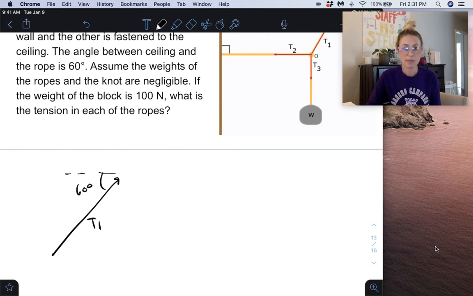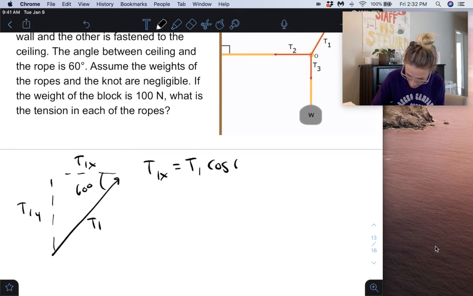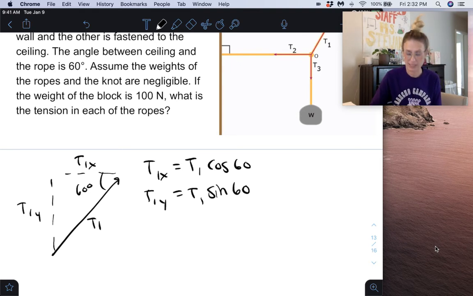Now we're going to split this up into x and y components and then just leave them in terms of T1. So this is my y component, that is my x component, T1y, T1x. T1x will be T1 times the cosine of 60. T1y will be T1 times the sine of 60.